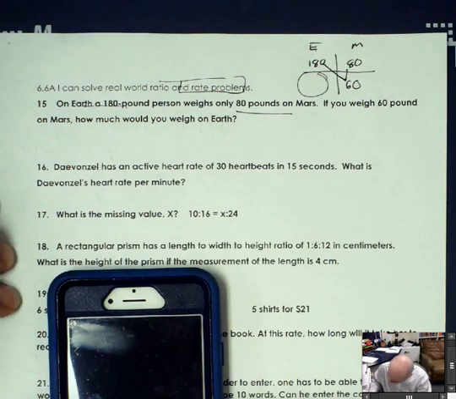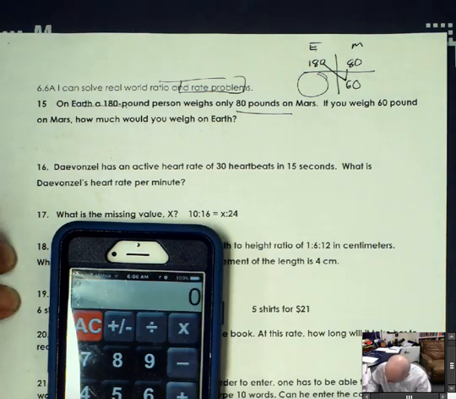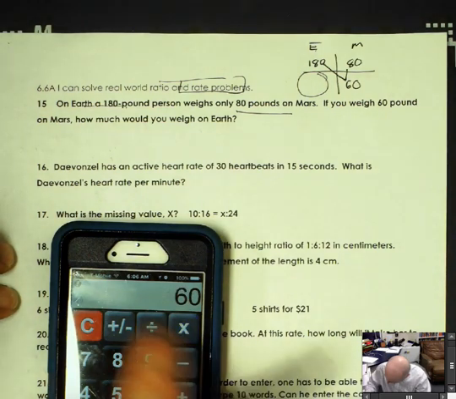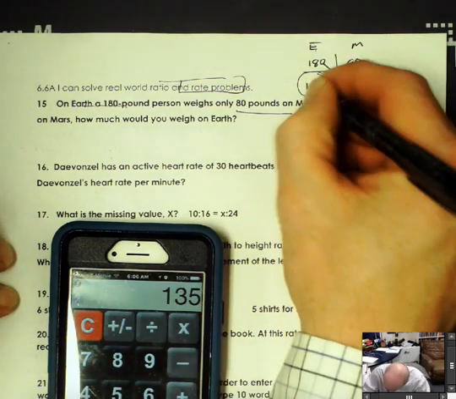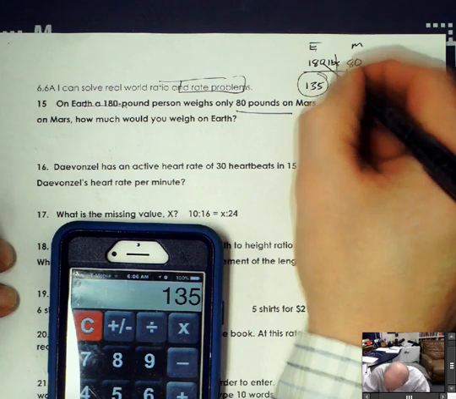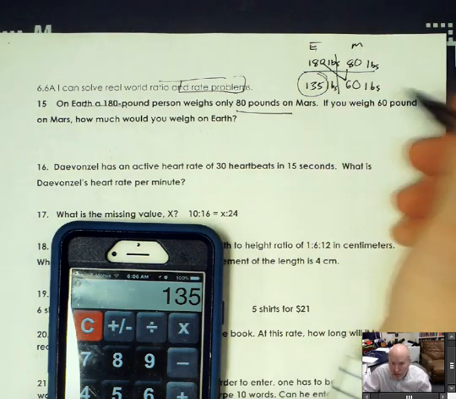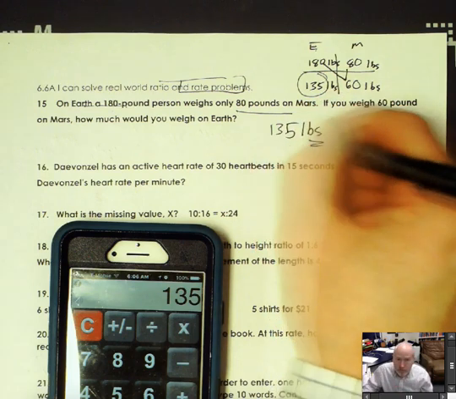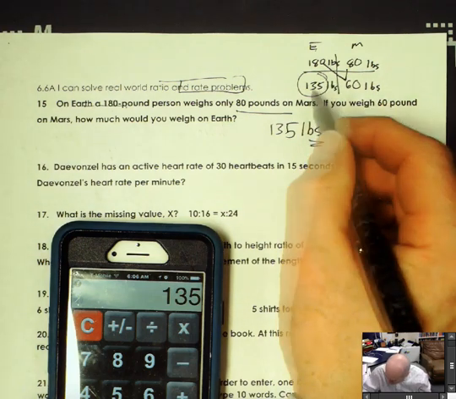So I'm going to get my calculator. There we go. 180 times 60. And then we need to divide that by 80. And we get 135. And of course, that's pounds, because these are all pounds. So we got Earth, Mars, 135 pounds. Okay? And it makes sense. All right? 180 to 80, 135 to 60.